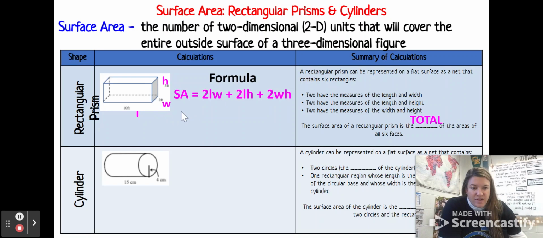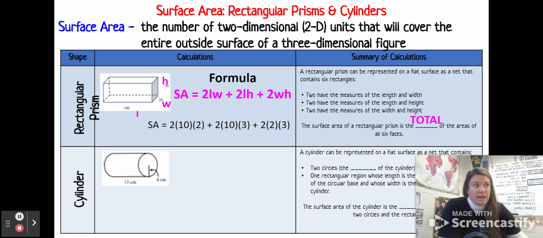So our second row, let's fill in these numbers. So SA equals 2 times length times width. So 2 times 10 times 2. Plus 2 times, now we got to find the length, which is 10, and the height, which is 3. So 2 times 10 times 2 plus 2 times 10 times 3 plus, and then we got to do 2 times the width times the height. So 2 times 3.